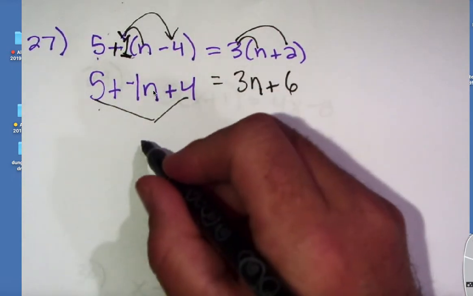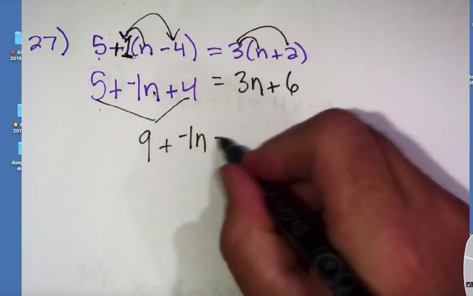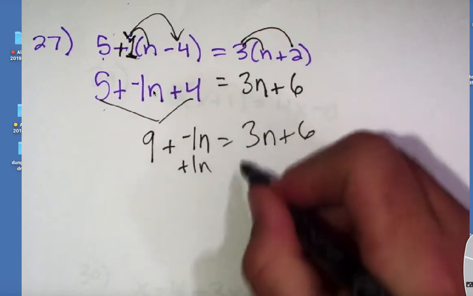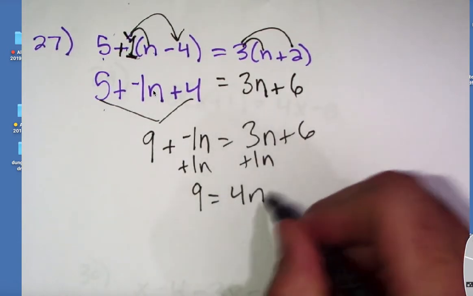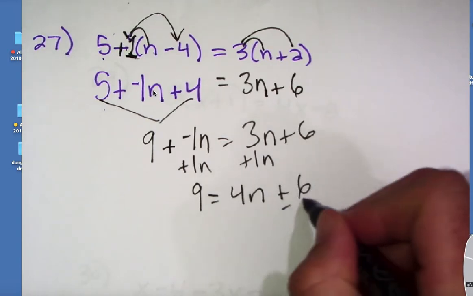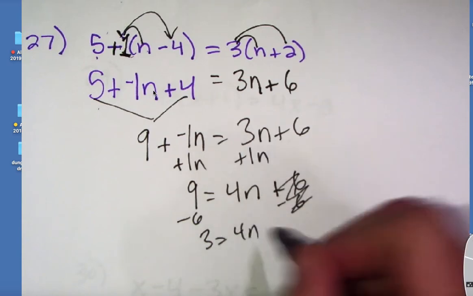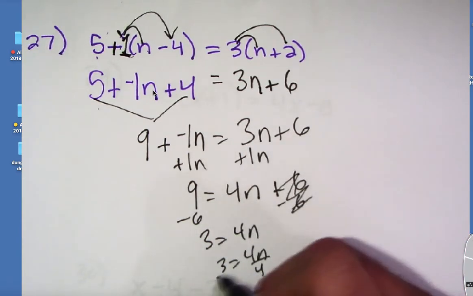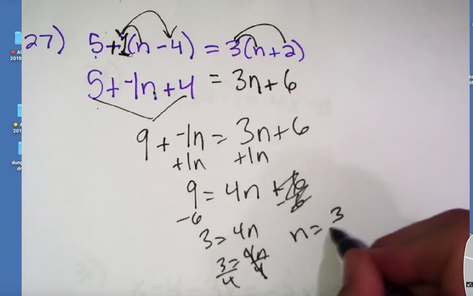Now we're going to simplify. 4 plus 5 is 9, plus negative 1n equals 3n plus 6. I'll add 1n to both sides. 9 equals 4n plus 6. Take away 6. 3 equals 4n. Divide both sides by 4. And n equals 3/4.